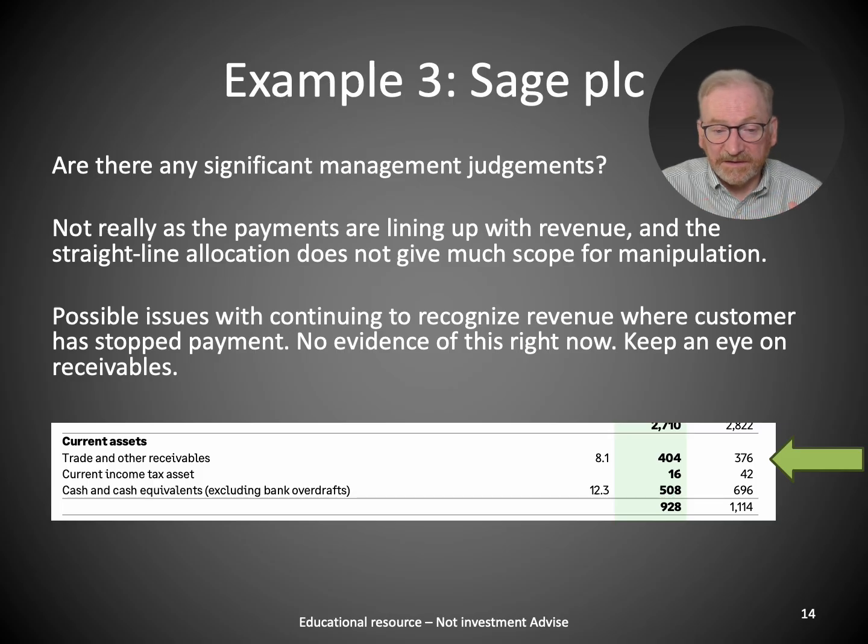Possibly, I'm not saying this is the case with Sage, but in other software companies, you might start to worry that they have non-paying customers that they're continuing to provide products for in the hope that they will at some point in the future be able to pay for those services, and they're recognizing revenue from those contracts. You would see that if receivables were going up very quickly, but that's not the case here. You could also see it, I think, by looking at receivables as a percentage of revenue.